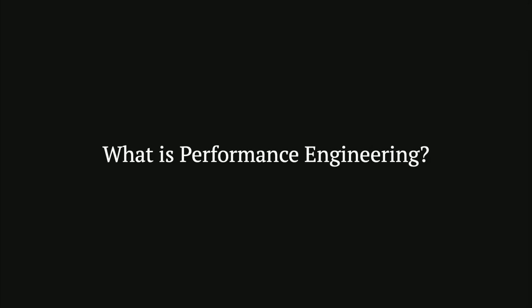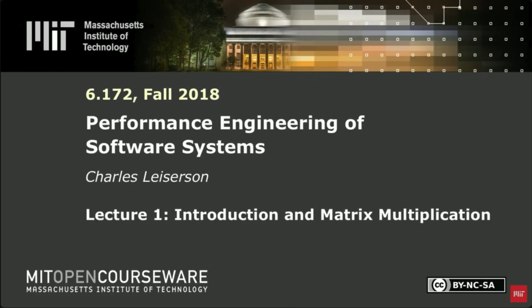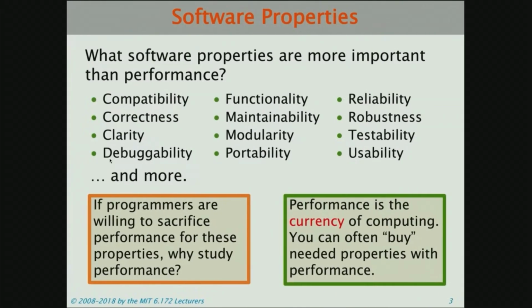So what is performance engineering? The first thing I did to understand it was to watch the MIT OpenCourseWare class called Performance Engineering of Software Systems. On the first few slides, there's a difficult question: what software properties are more important than performance? In software, you probably want correctness, debuggability, testability, usability, so you have a lot of functionalities. And we often neglect performance.